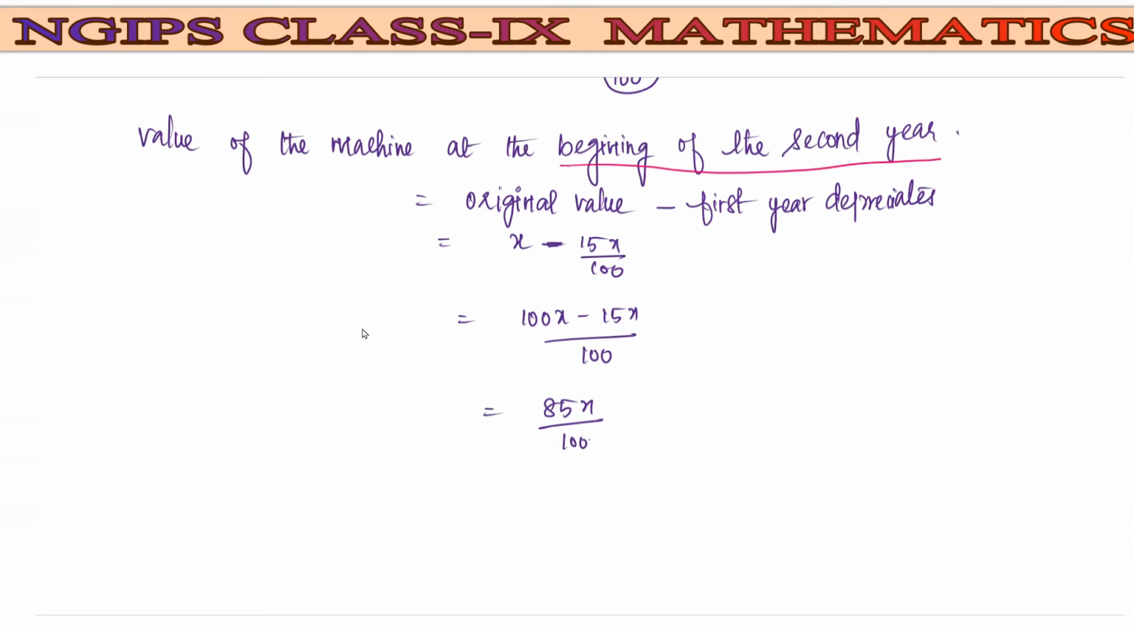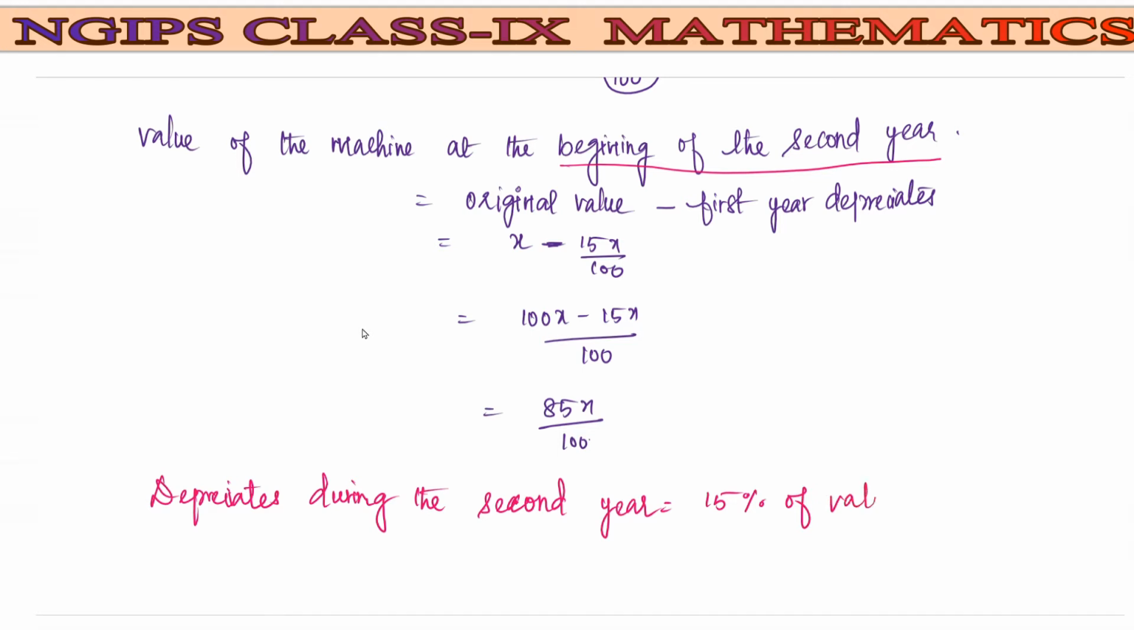Now we need to find out the depreciation during the second year, which is equal to 15% of the value of the machine at the beginning of the second year.